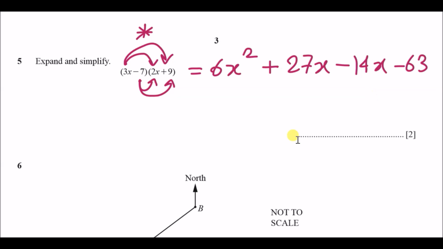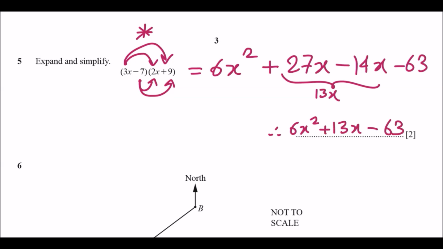And then collect any like terms, and by the way, it's always the middle two terms. 27x minus 14x is 13x. So your final answer is going to be 6x squared plus 13x minus 63. Easy.